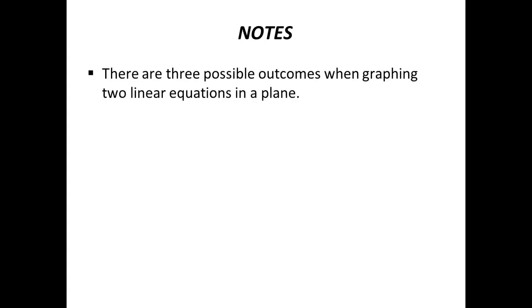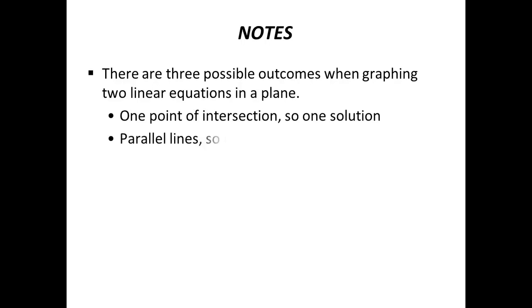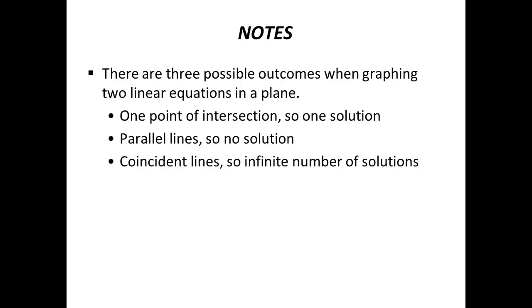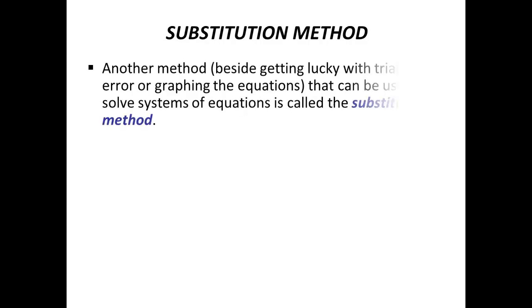There are three possible outcomes when investigating a solution to a system of two equations and two unknowns. First, there is one point of intersection. This is a consistent system. Second, the lines are parallel, in which case there is no solution. Third, the lines are coincidental. They are in fact the same linear equation, in which case there are an infinite number of solutions. Let's investigate some substitution methods.